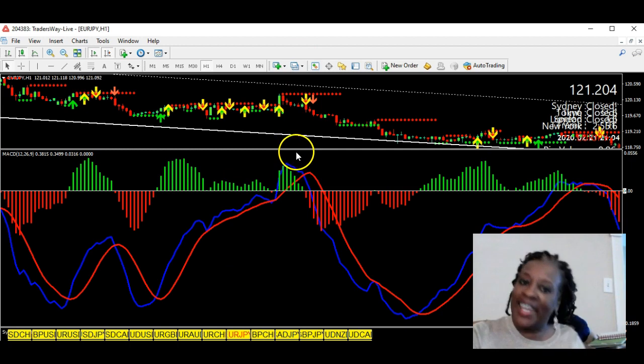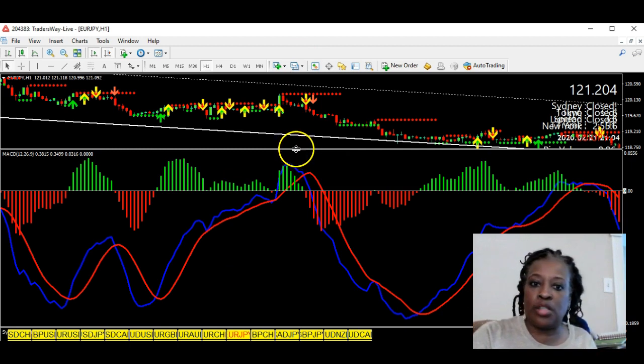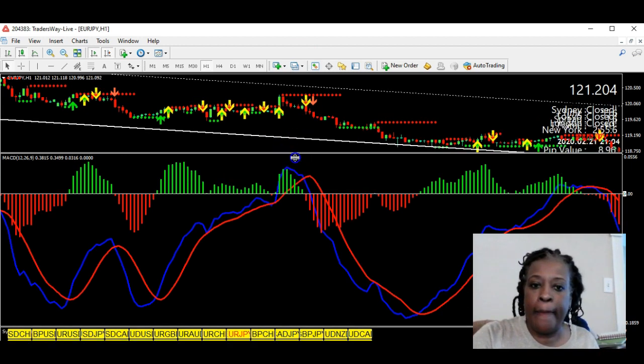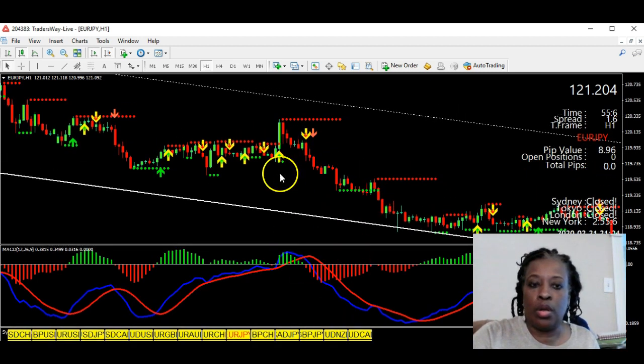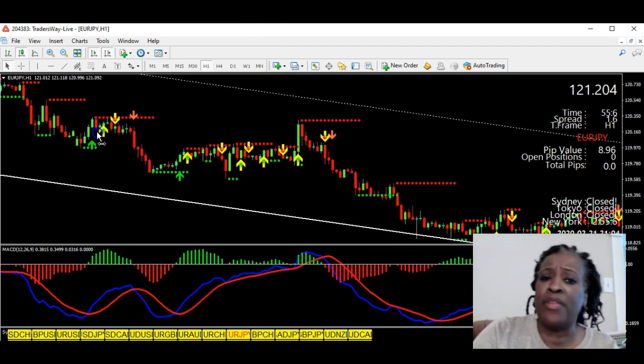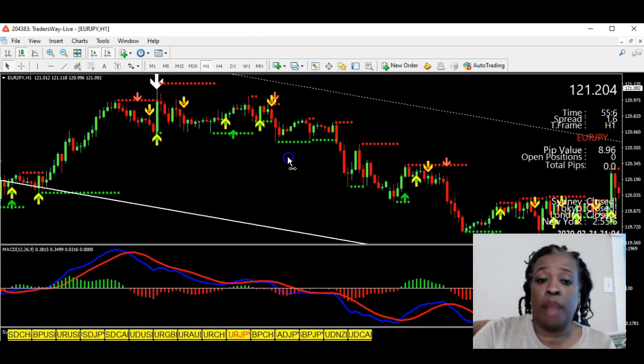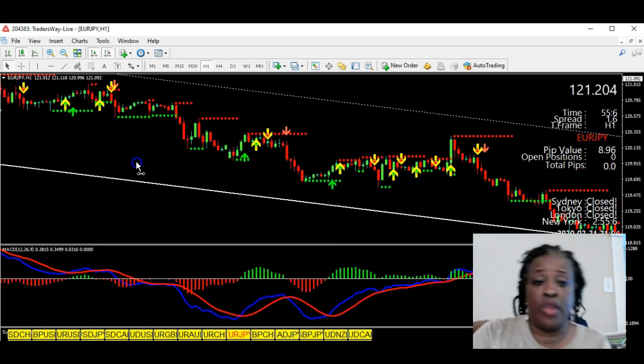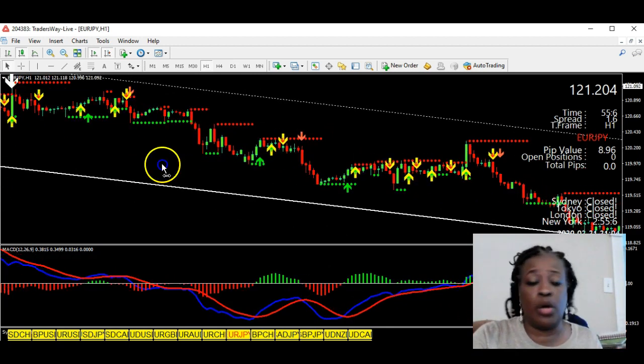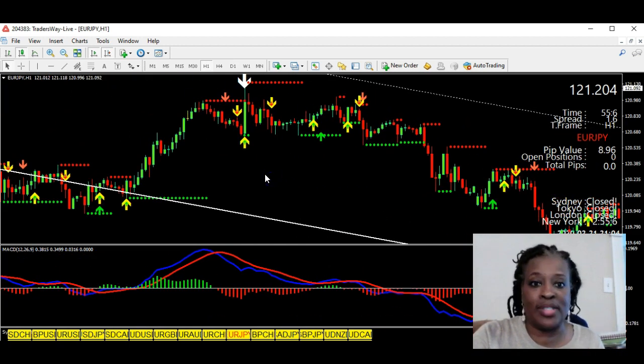So let's get into it. Let's go ahead and plug in our super arrow with this. Okay. And by the way, this applies to every time frame, anything that you're trading, whether foreign currency, metals, crypto, it does not matter. It all works the same.